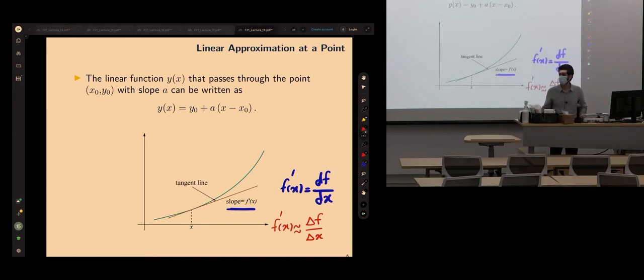What is the best slope at a point? That comes from calculus. That's the derivative of a function. So we want to approximate that. So we have an idea of what is the best slope.